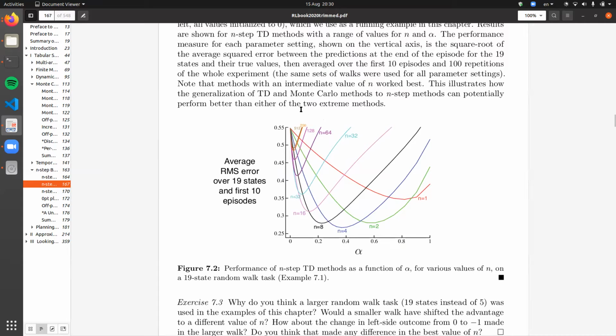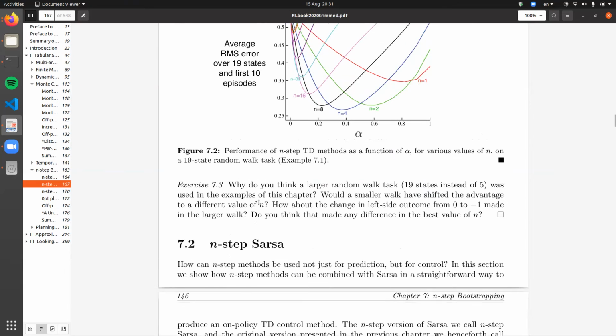But also, as you can see from this plot here, the values for n that are higher do not work that great. The best value for this particular problem is here with n equal to 4, and alpha just below 0.4.